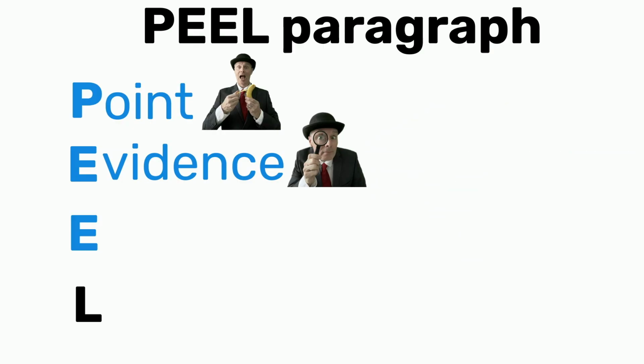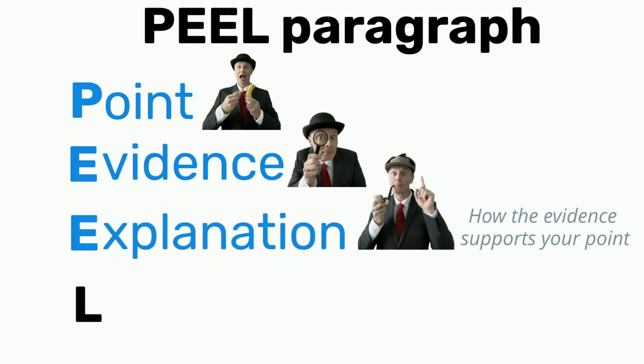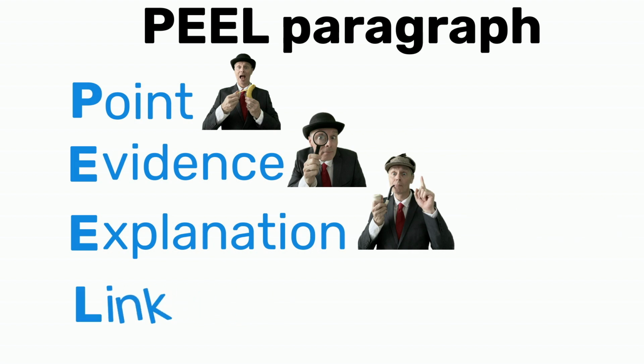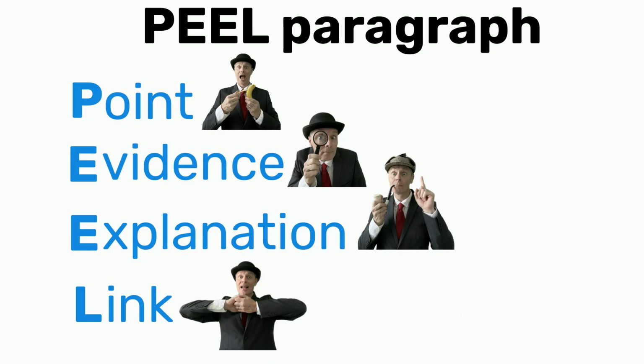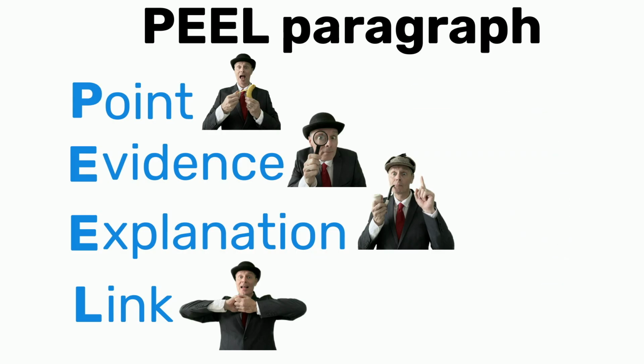The second E stands for explanation. Explain how the evidence you provided supports your point. L, link. The last sentence should link back to your point. It concludes the paragraph by tying everything together. Let's look at an example of all this in action.